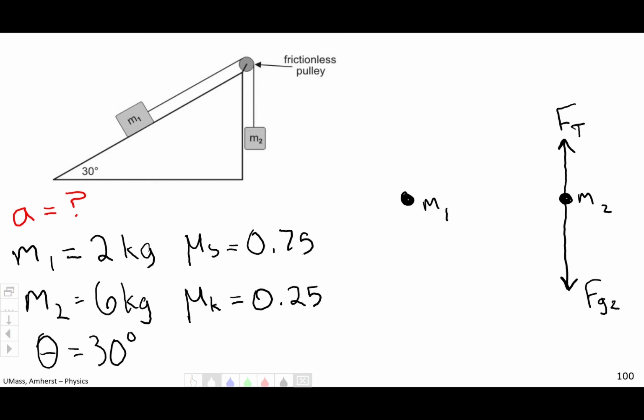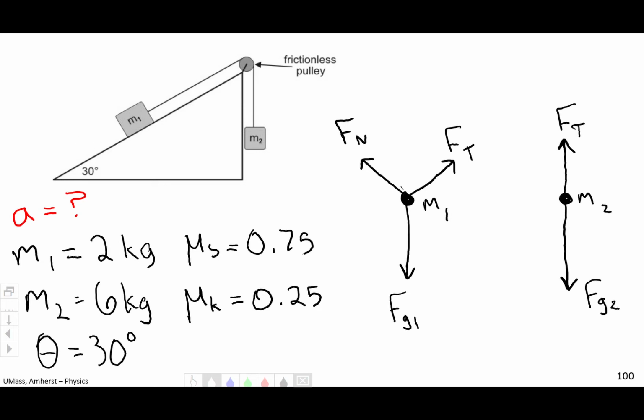Mass 1 is going to be interesting for the following reasons. First of all, we're going to have some force of gravity, and that's always going to point straight down. Even if we're on an incline, gravity points straight down. Now let's think about what other forces we have acting here. We have this rope, and that rope or string is going to provide some force of tension up and to the right. And then since we have contact between two surfaces here, we're going to have a normal force that's going to be up and to the left.